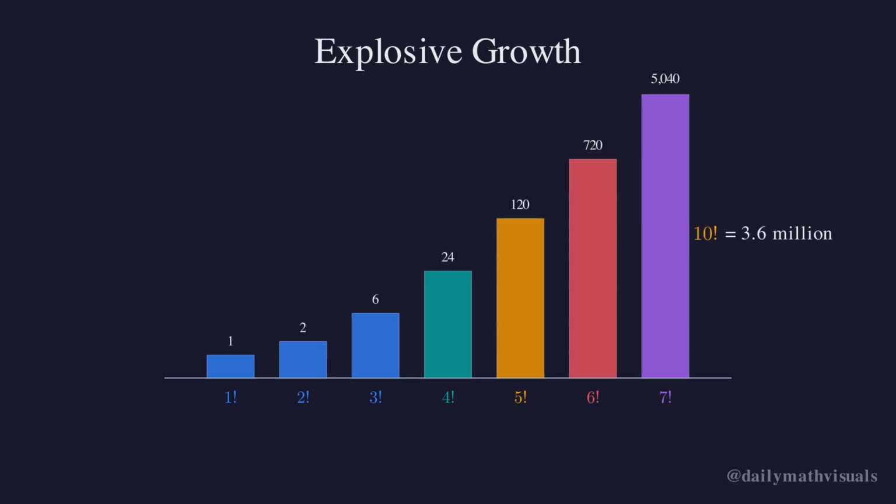But let's keep going. By the time you reach 10 factorial, you're already at 3.6 million. 15 factorial, over 1 trillion. And 20 factorial is more than 2 quintillion. That's a 2 with 18 zeros after it. Factorial doesn't just grow fast. It grows faster than any exponential function you can think of. It's explosively fast. So where does all this rapid growth actually matter in the real world?